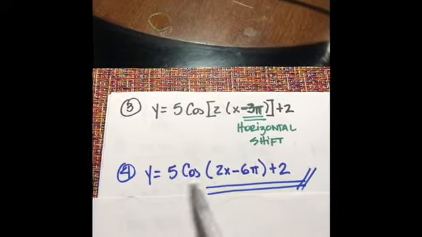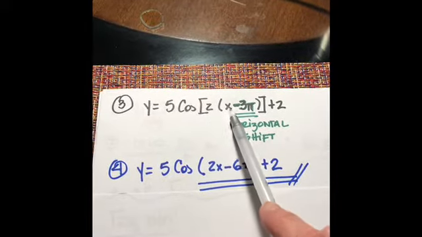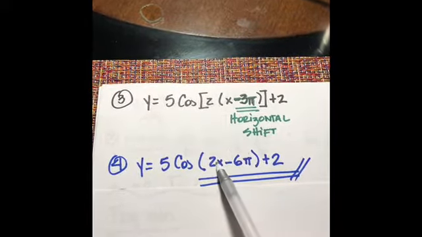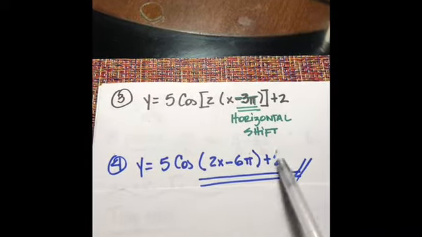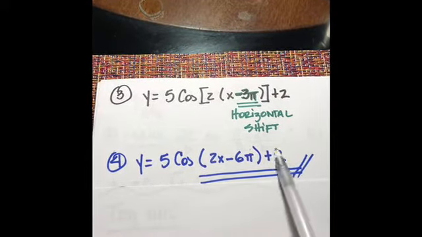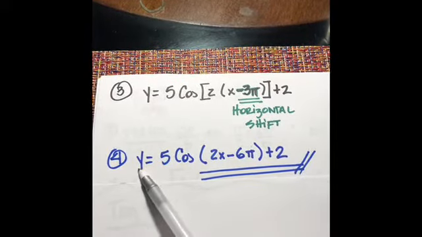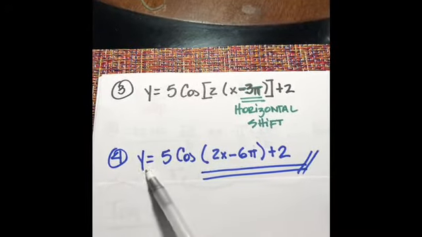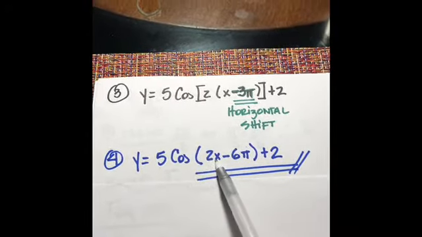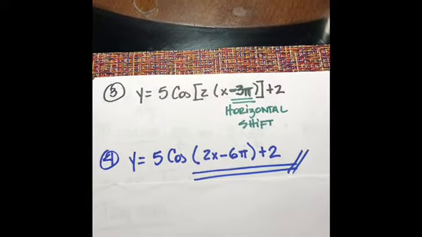So finishing this, I have to distribute the b value. So 2x here, 2 times 3 pi is 6 pi, plus 2. Remember that this plus 2 can be written at the beginning or at the end of the function. My final equation: y is equal to 5 cosine of 2x minus 6 pi, plus 2.